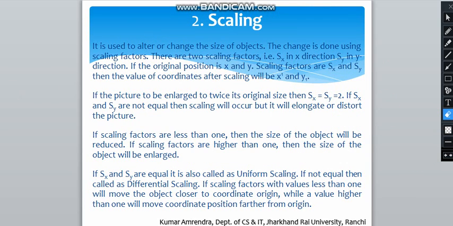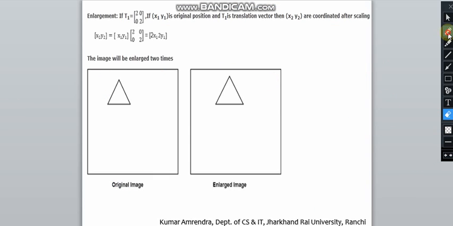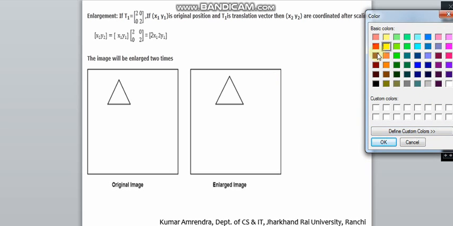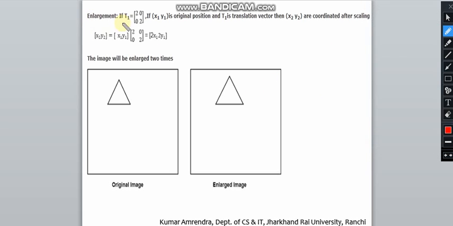So let's see with the help of one example diagram. If t1, that is 2002, is any translation vector, and x1 y1 is the original position, and t1 is the translation vector, then x2 y2 are the coordinates after scaling. Here x2 y2 is the new point and x1 y1 is the old point, and this is the translation vector. Through matrix multiplication of 2x1, this will be the first x coordinate and this will be the y coordinate.